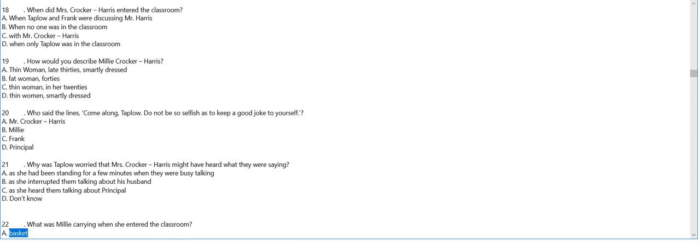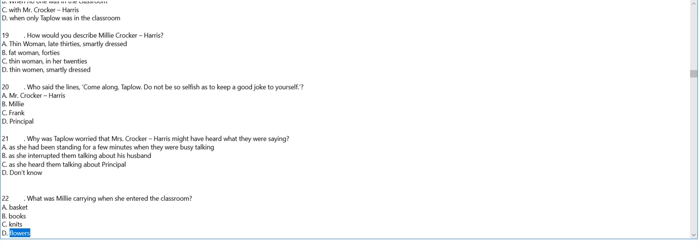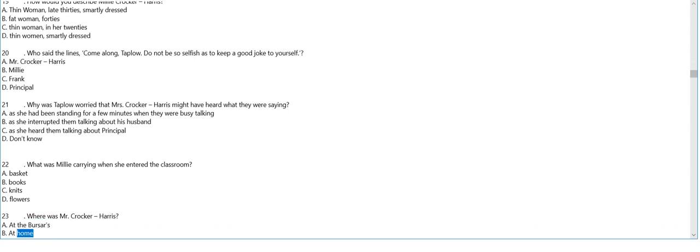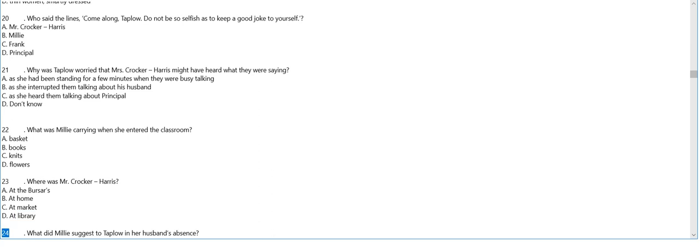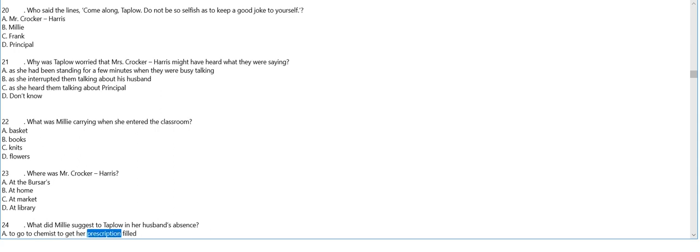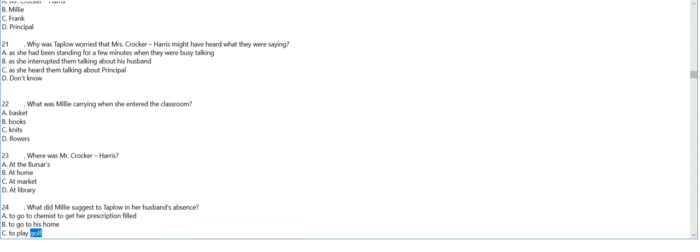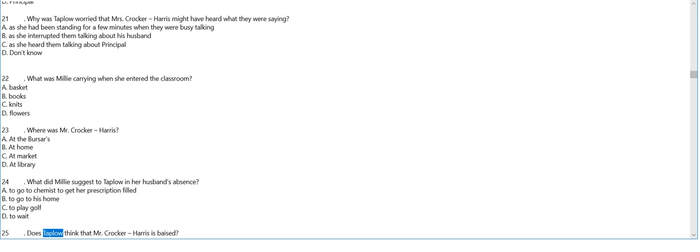22. What was Millie carrying when she entered the classroom? A. Basket. B. Books. C. Knits. D. Flowers. 23. Where was Mr. Crocker-Harris? A. At the bursar's. B. At home. C. At market. D. At library. 24. What did Millie suggest to Taplow in her husband's absence? A. To go to chemist to get her prescription filled. B. To go to his home. C. To play golf. D. To wait.